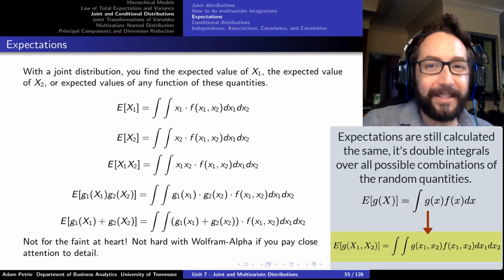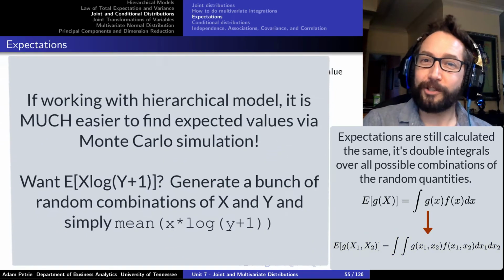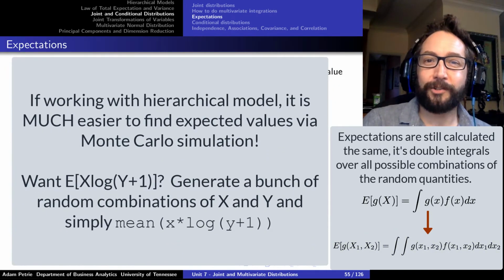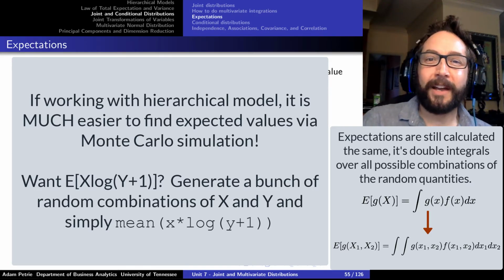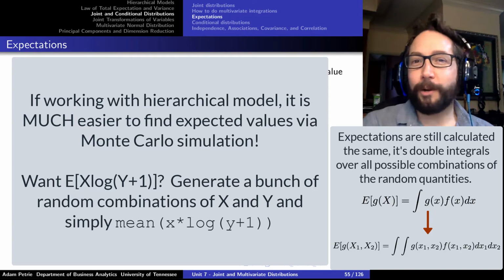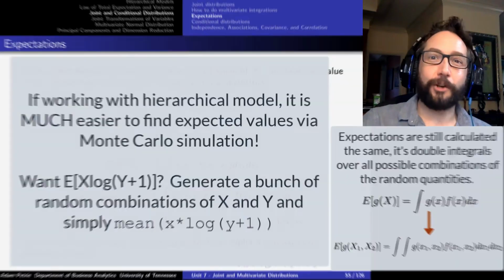So the math is there, but in my opinion, it's usually going to be easier to answer some of these questions with Monte Carlo simulation, mostly because actually having a formula for that joint PDF is usually out of reach, unless we're working within the context of a hierarchical model, in which case simulating is just so much easier.